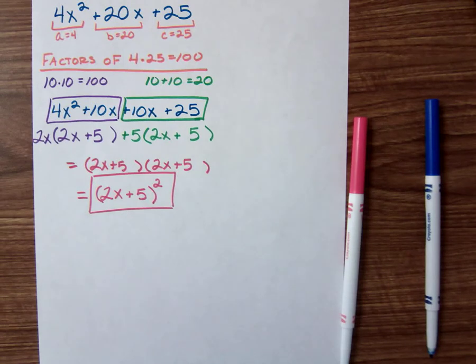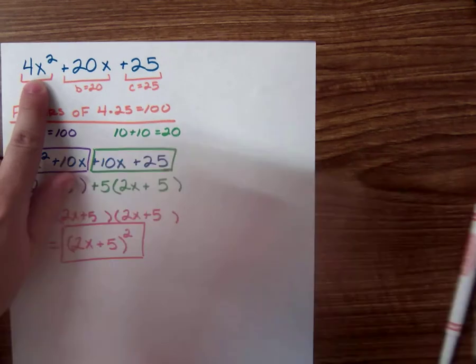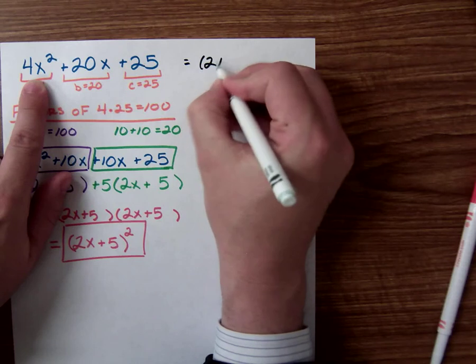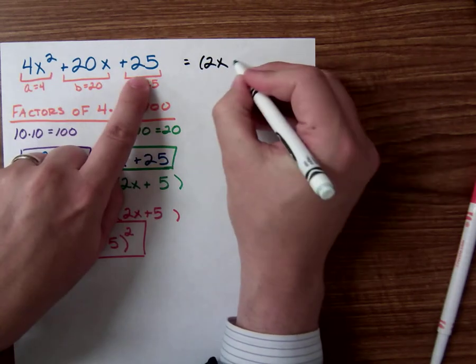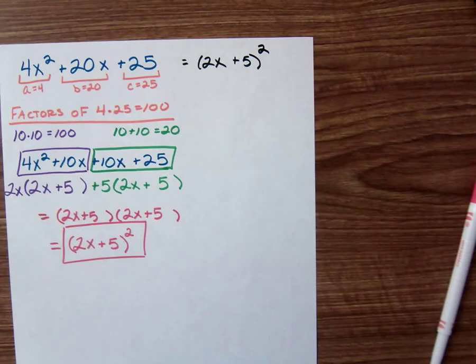Does that mean the problem was a perfect square? It does mean the problem was a perfect square. The square root of 4x squared is 2x, and the square root of 25 was 5. So excellent observation. It was a perfect square.